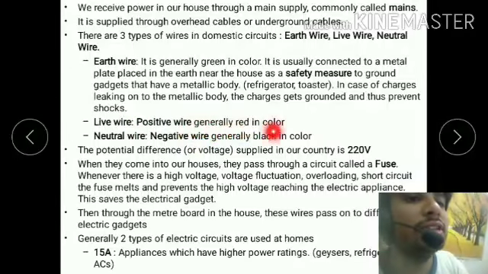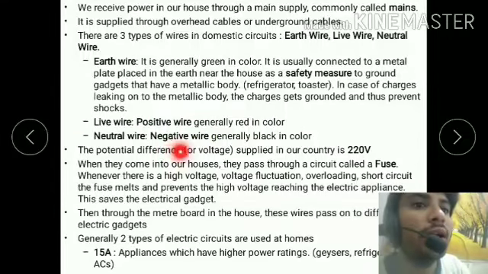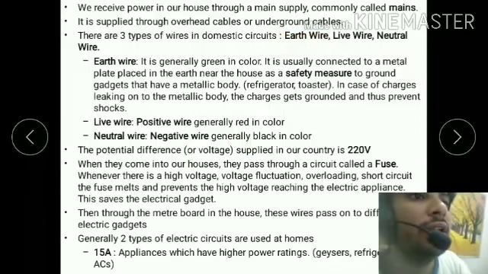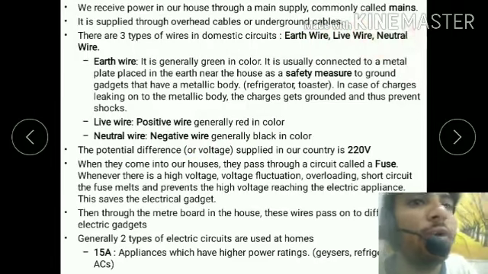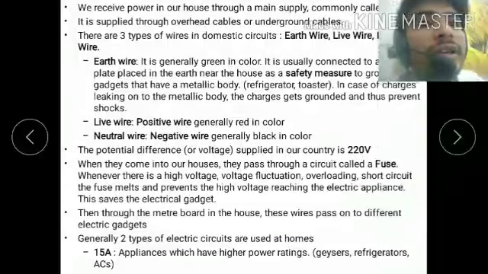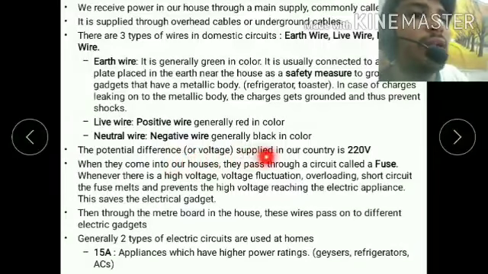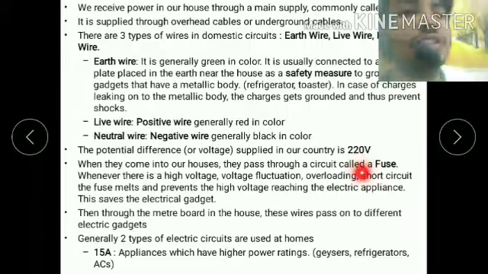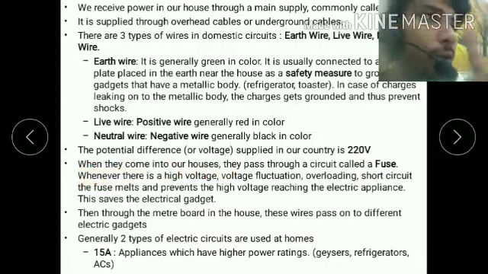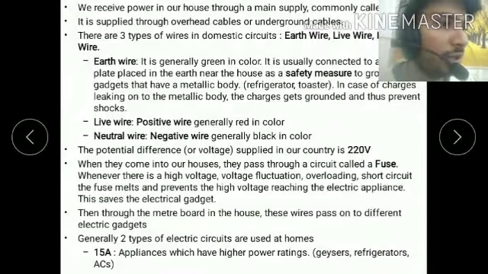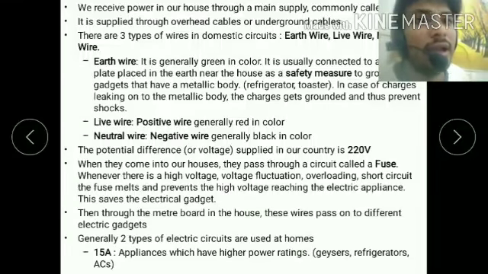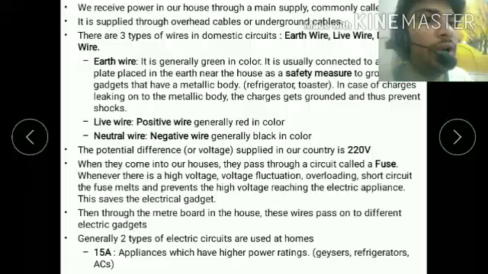Second is the live wire. The positive live wire is generally red in color, and the neutral wire, the negative wire, is generally black in color. So the earth wire is green, the live wire is red, and the neutral wire is black. The potential difference supplied in our country is 220 volts, at 50 hertz. The frequency of the current flowing in our houses in India is 50 hertz, and the potential difference is 220 volts.